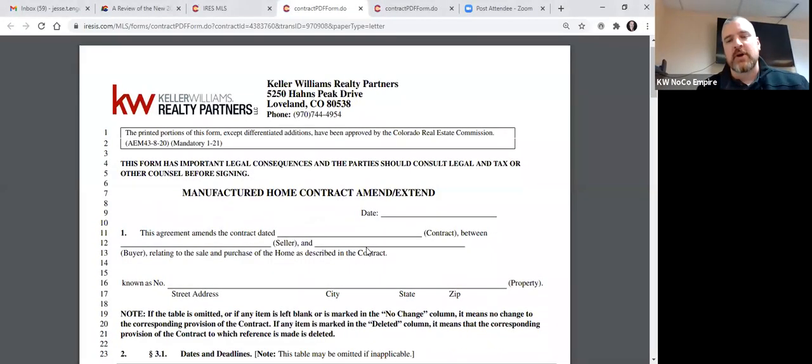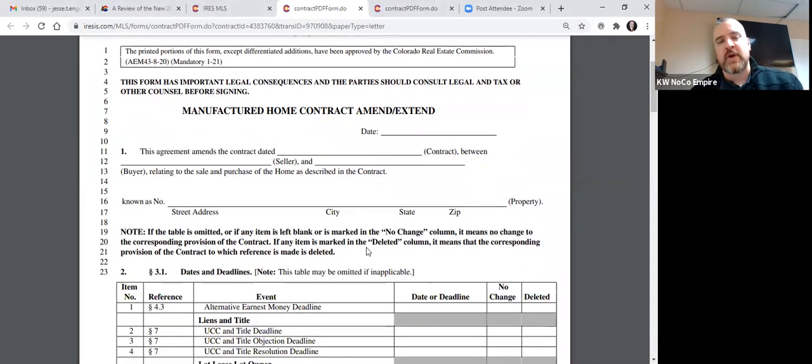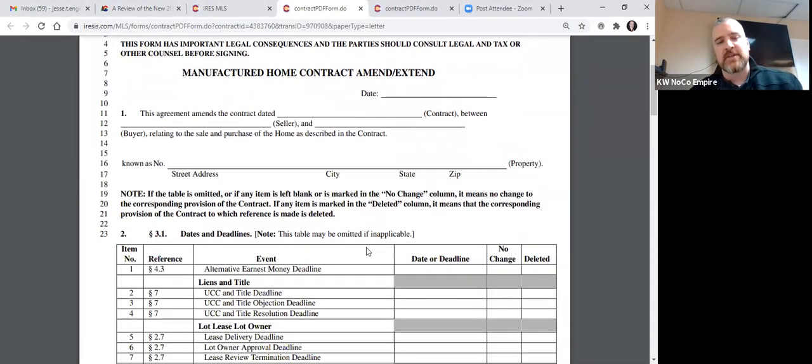Okay. So real quick, and these are going to go fast, guys. The manufactured home contract amend extend. So if you've written a deal on a manufactured home contract, then this is the amend extend that you would use. The only reason we do that is because it references the home as opposed to the property.